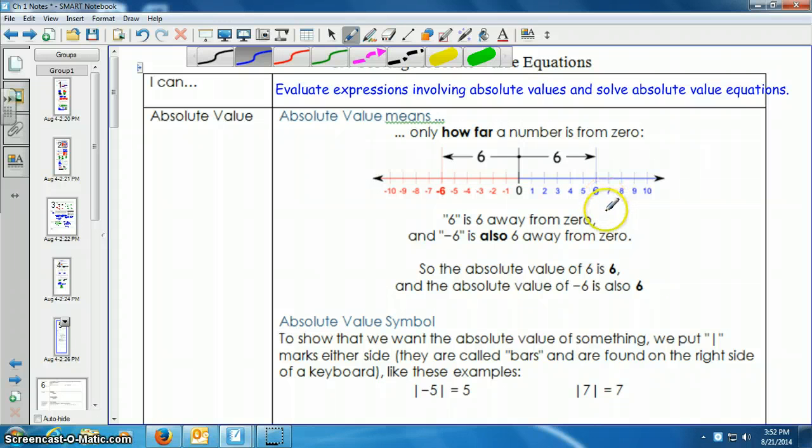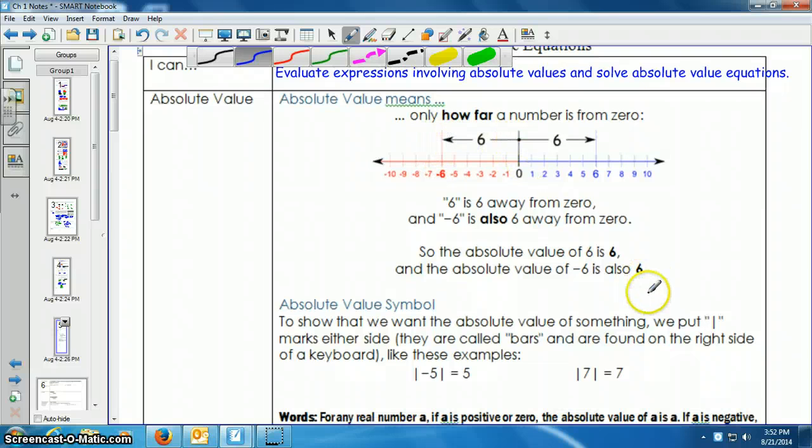So the main thing to remember is that if you're here at positive 6, you're 6 units away. And if you're here at negative 6, you're still 6 units away. So the absolute value of 6 is 6, and the absolute value of negative 6 is 6.